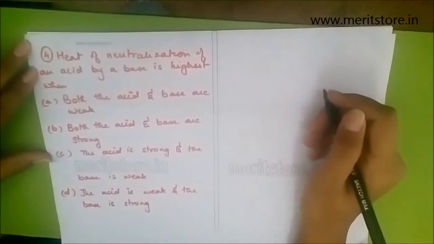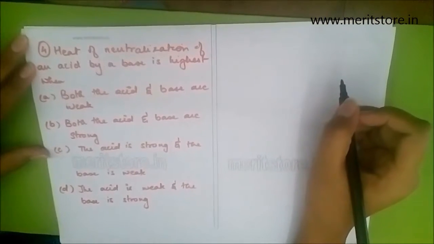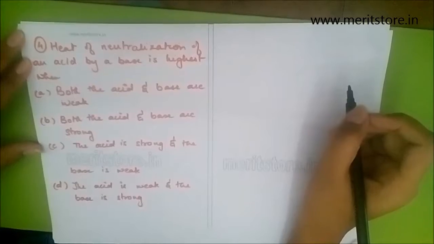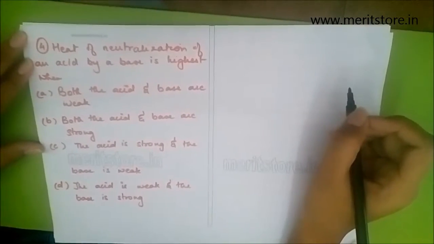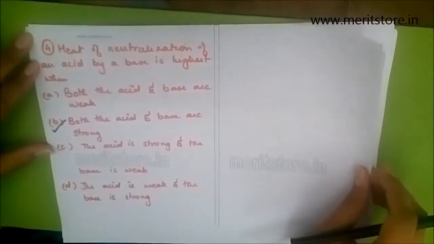Heat of neutralization of an acid by a base is highest when: both the acid and base are weak, both the acid and base are strong, the acid is strong and the base is weak, or the acid is weak and the base is strong. The correct option here is when both the acid and base are strong.